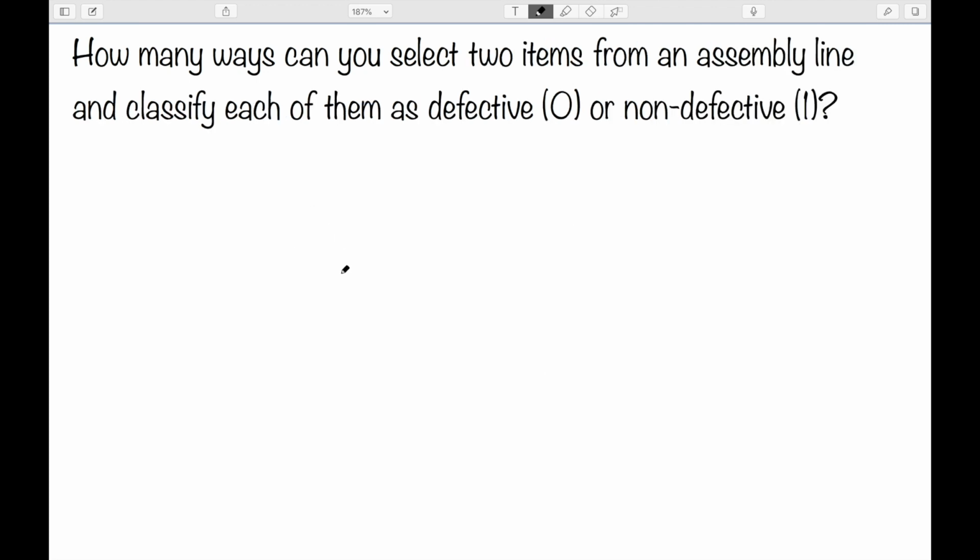My next example, how many ways can you select 2 items from an assembly line and classify each of them as either defective or non-defective? Well, we're selecting 2 items. The first one has 2 possible outcomes. It could be defective or non-defective. The second one has 2 possible outcomes, either defective or not defective. And then we multiply to get a total of 4 possible outcomes.